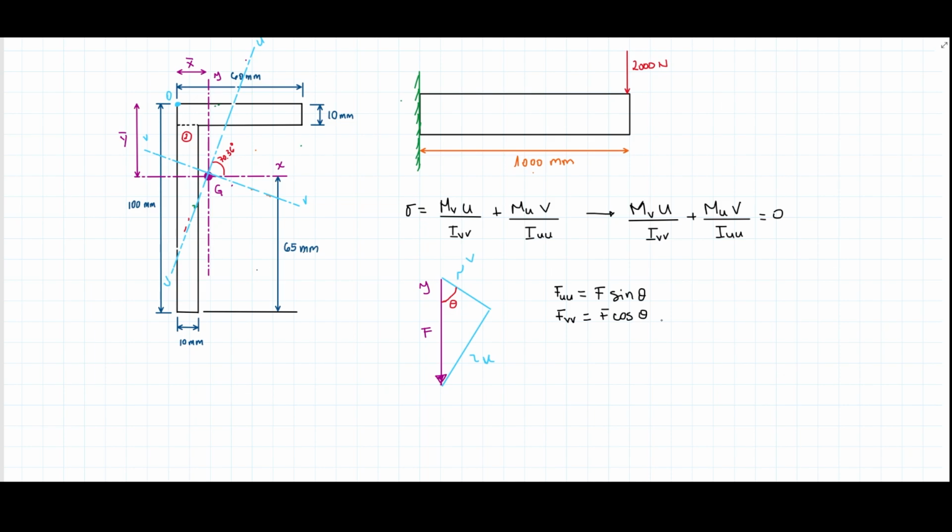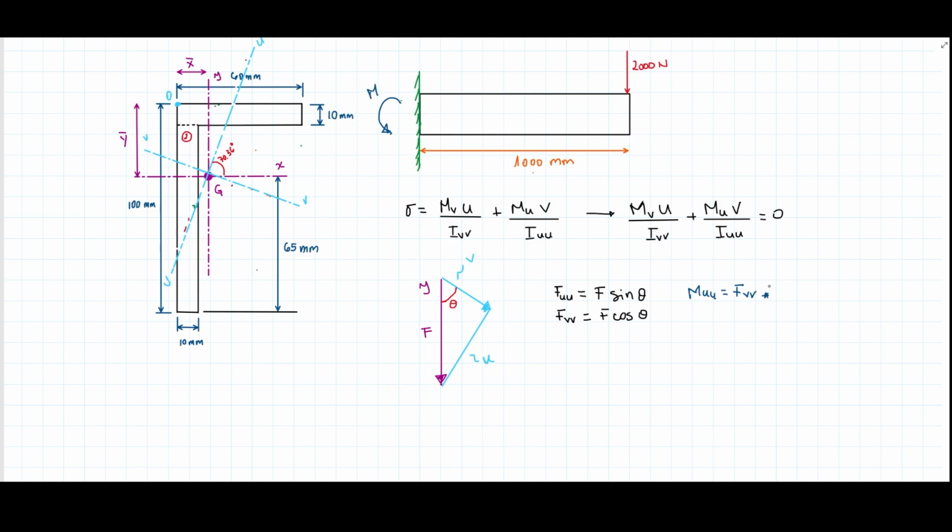Now, the moment around, let's say, the U axis is the one caused basically by the force VV. So for example, this force here is going to make the piece turn around the UU axis. It means that the moment around the U axis equals the force VV times the length of the application of the beam, because we're talking about this resistance tensor here. So something like this moment here.